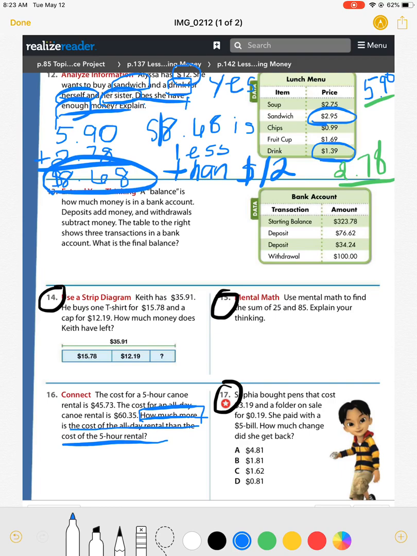So we see that phrase, how much more? The 5-hour canoe rental costs $45.73. The all-day canoe rental is $60.35. So we need to compare these two prices. So do we add or do we subtract? We're going to subtract to find the difference. So $60.35 minus $45.73. Why does the larger amount have to go on top when we're subtracting? What do you think?